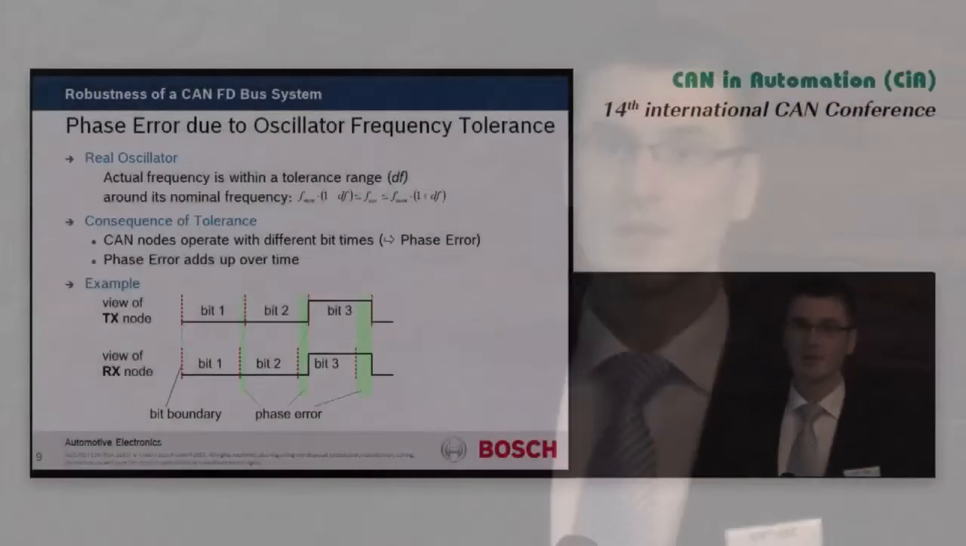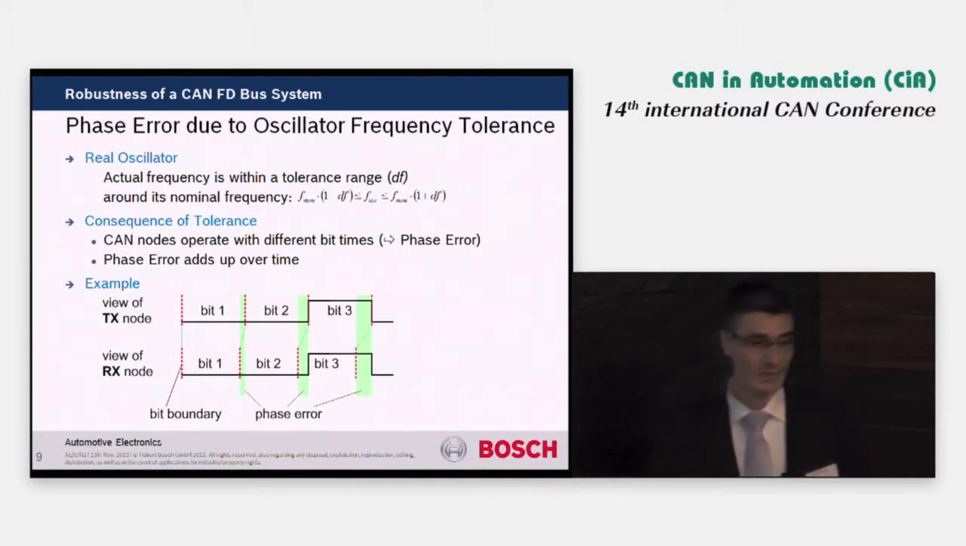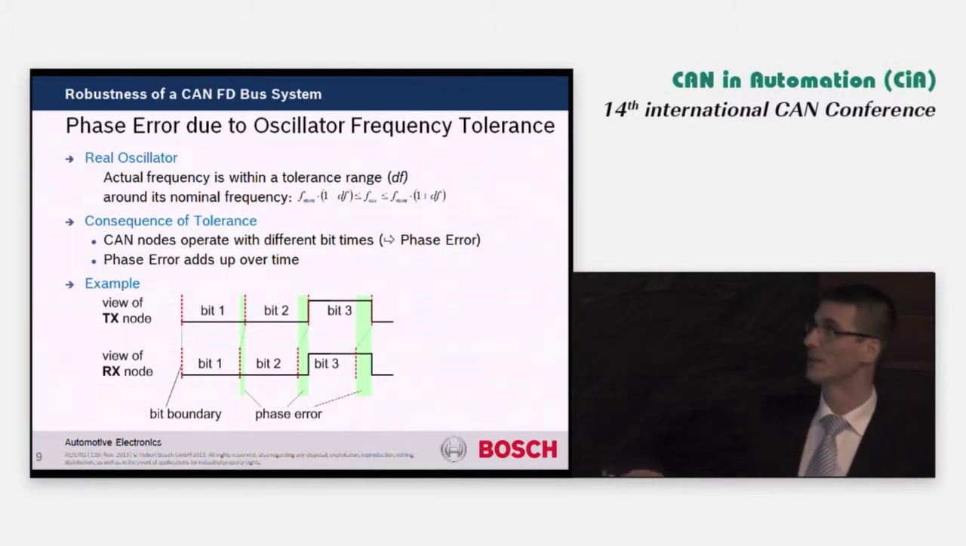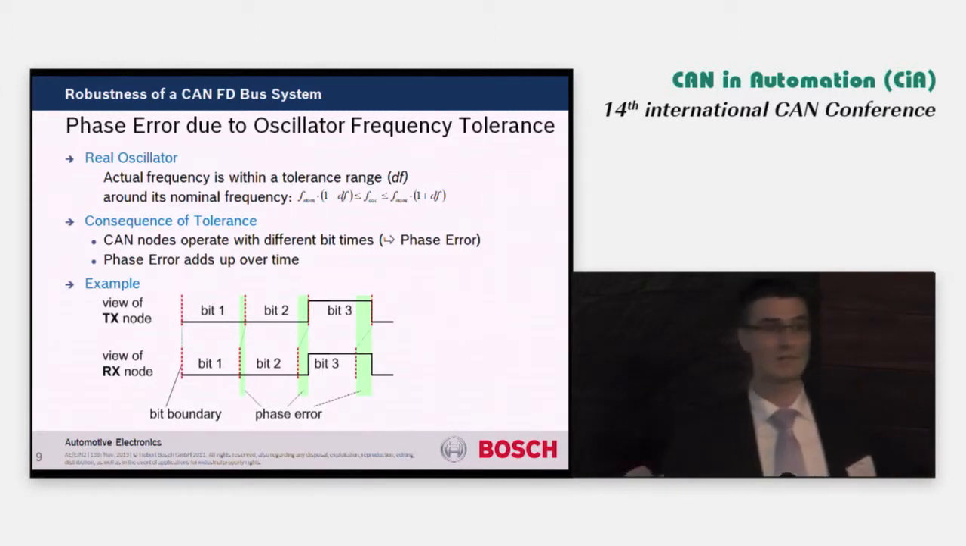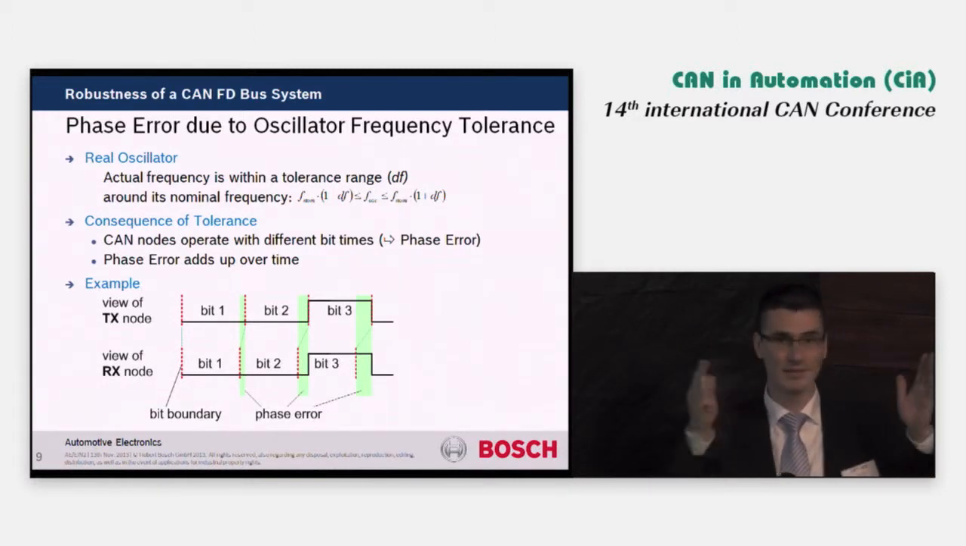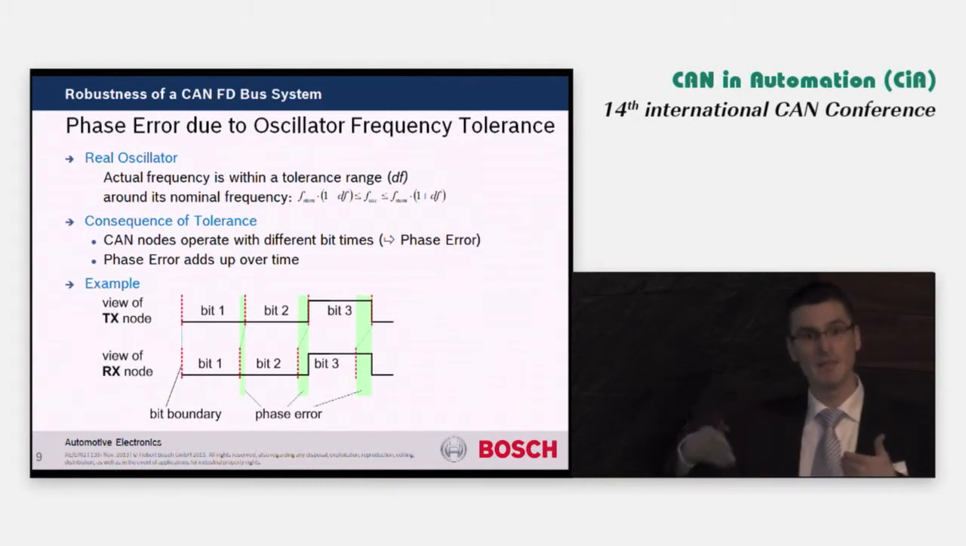First, let's have a look at a phase error that is caused by such an oscillator frequency tolerance. A real oscillator has an actual frequency that is within a tolerance range, DF, around its nominal frequency. So my F oscillator is in the range of F nominal times (1 minus DF) up to F nominal times (1 plus DF). The consequence of this tolerance is that my individual CAN nodes run at different bit rates. Different bit rates mean the bit durations slightly differ, and this causes a phase error that adds up with every bit received.